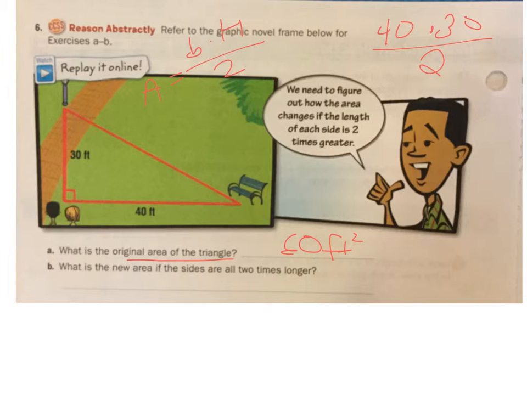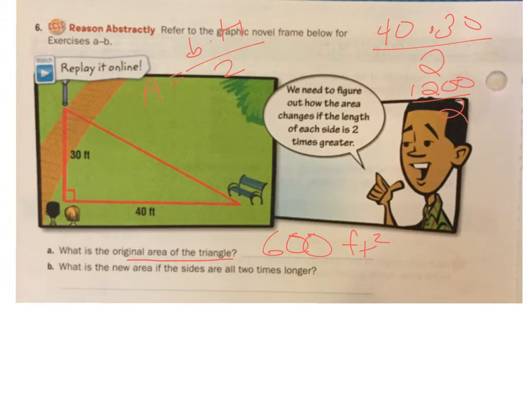Oh my goodness. Another mistake. It's not 120. 40 times 30 is 1,200. 1,200 divided by 2. So the original is 600 feet squared.